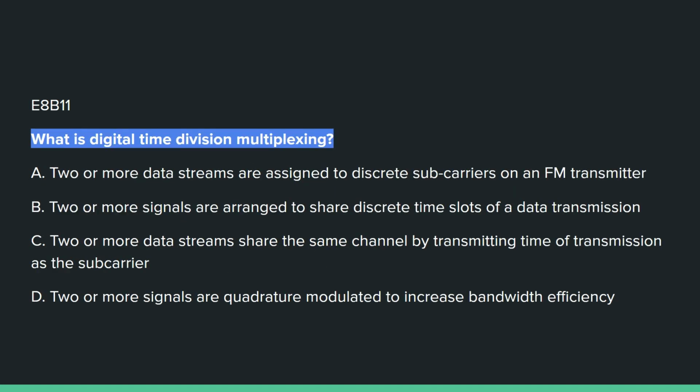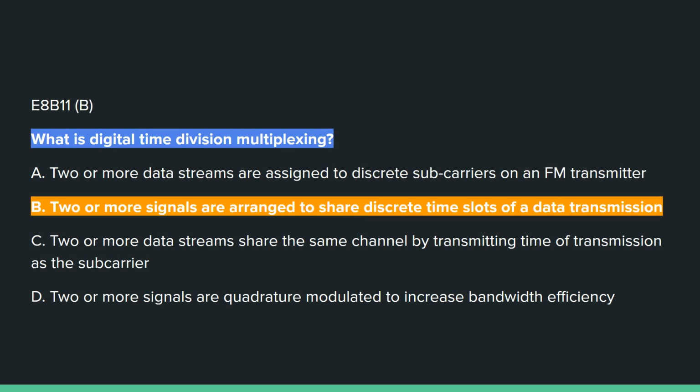E8B11, what is digital time division multiplexing? B, two or more signals are arranged to share discrete time slots of data transmission.